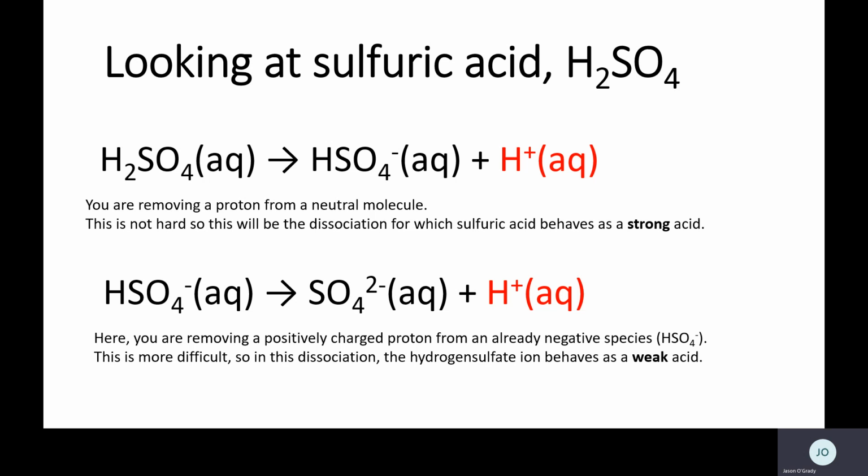It still has a hydrogen atom within it. So you can actually remove this hydrogen as well as a proton. In other words, the H in HSO4- can come off as a second dissociated proton. But what's happening here is you're taking away a positively charged proton from an already negative species, HSO4-. This is clearly harder because there will be attraction between them. Therefore, the hydrogen sulfate ion will behave as a weak acid.